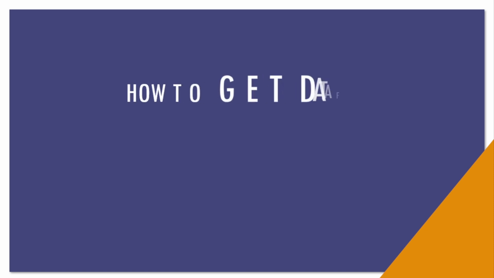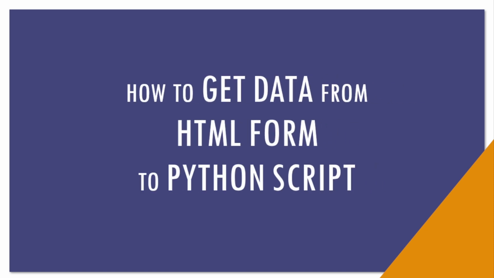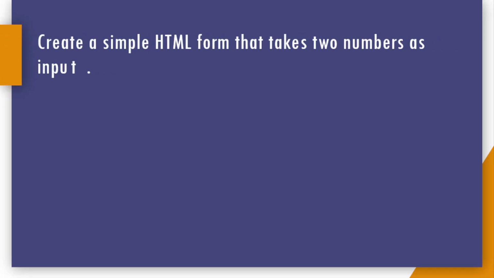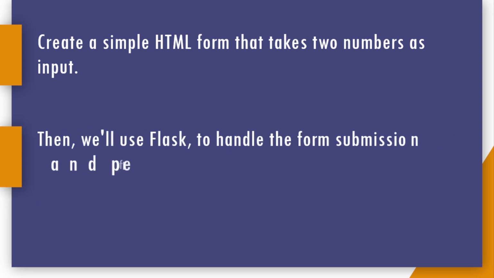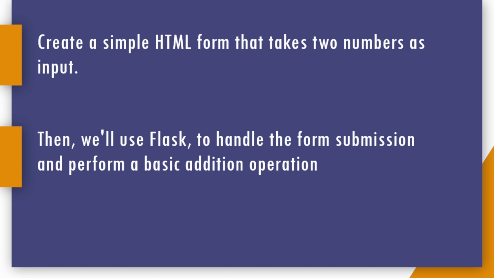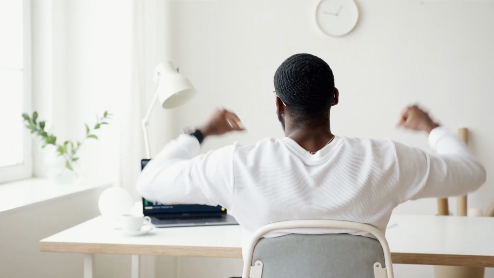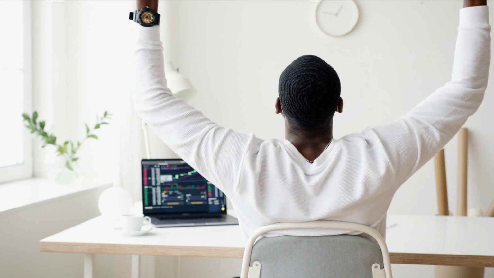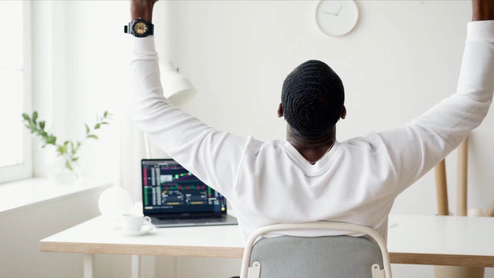In this tutorial, we'll be exploring how to get data from an HTML form to a Python script. Before we begin, let's have a quick overview of what we'll be covering in this video. We're going to create a simple HTML form that takes two numbers as input. Then, we'll use Flask to handle the form submission and perform a basic addition operation. By the end of this tutorial, you'll have a solid understanding of how HTML and Python can work together seamlessly.